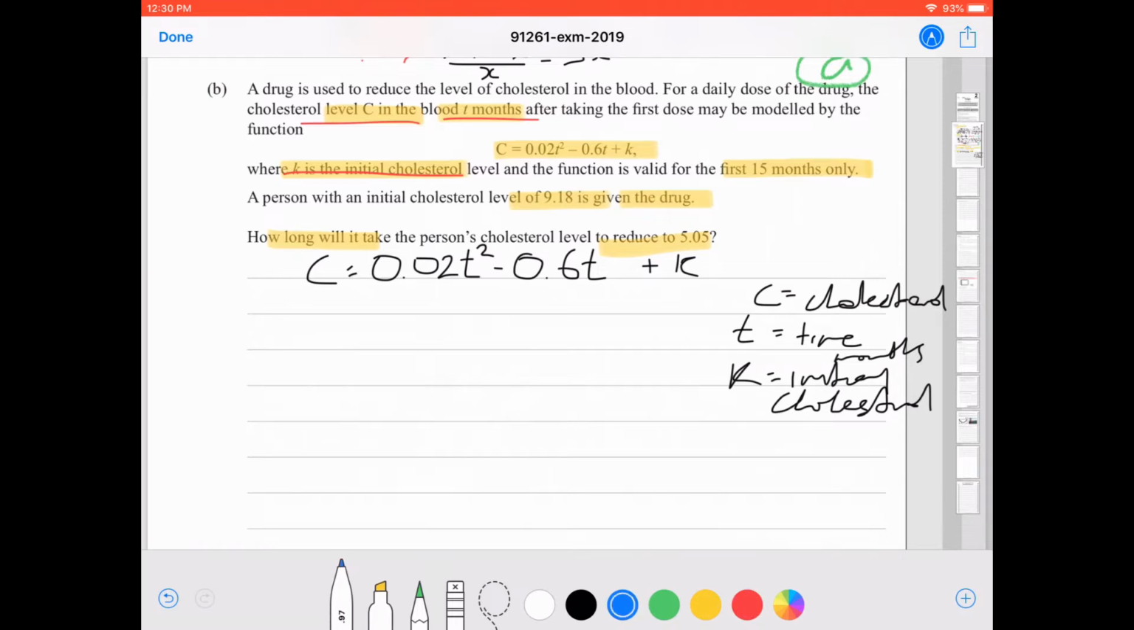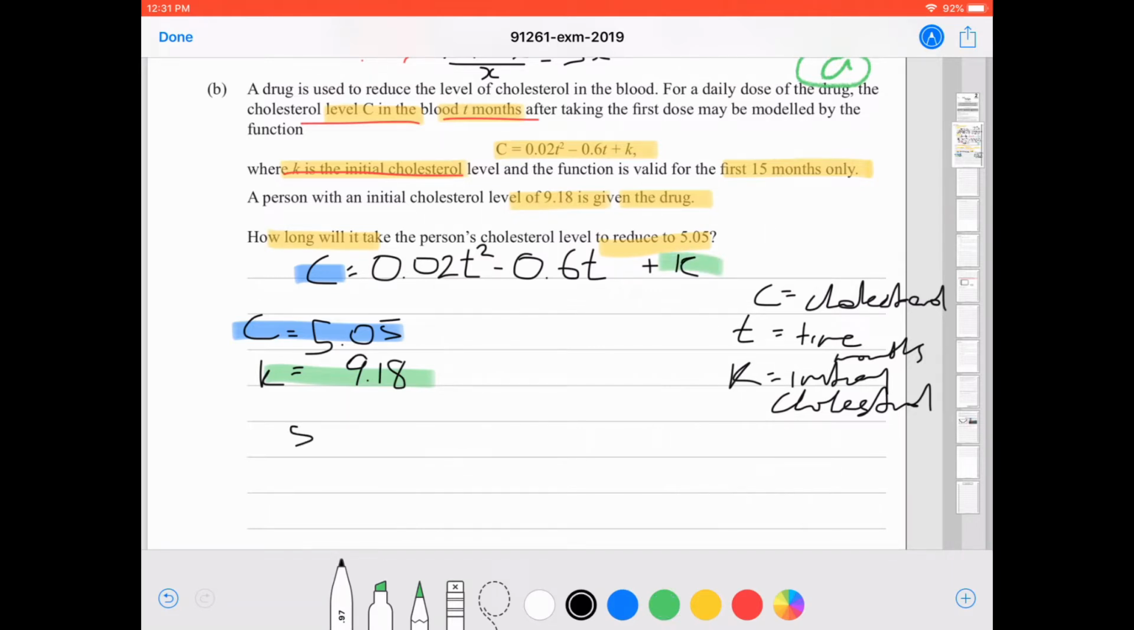So C equals, it says initial, no, that's K. It says 5.05. We're looking for the time when the person's cholesterol level is reduced to 5.05. And K, it says initial cholesterol level is 9.81. So we can substitute these values into our equation here. We've got C equals 5.05 and K equals 9.81, and we're trying to find T.